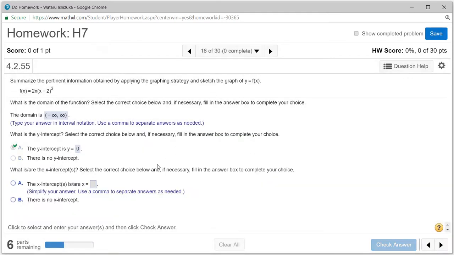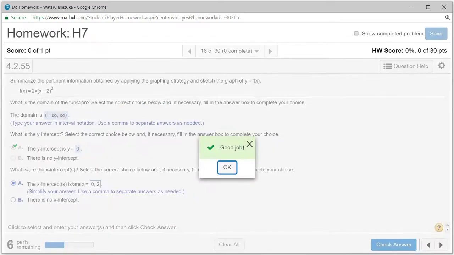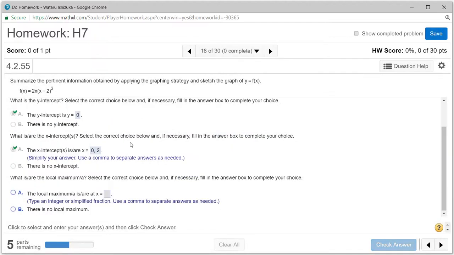What are the x-intercepts? We set this equal to 0. So x equals 0 and x equals 2. So it's going to be 0 and 2. Check the answer. We got that.